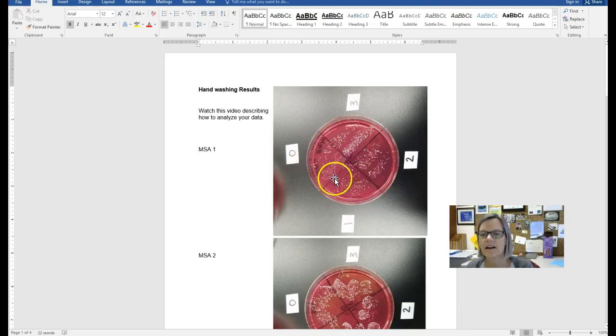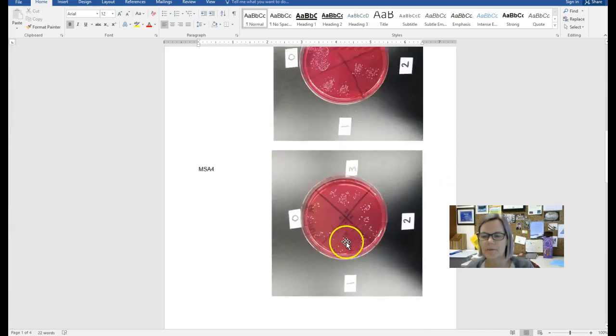On this plate, I'm going to look at this section 1 and say, oh, it looks pretty close, so I'm going to call that a 3 also. And when I look at section 2, that looks a whole lot like section 0 and 1, so I'm going to rank that as 3 also. And then when I get to section 3, I notice there's actually a little bit more in that section than there is here, so I'm going to rank that as a 4. So on your data table, which we're going to look at next, I'm going to write for MSA 1: 3, 3, 3, and 4. Let's look at the Sabouraud plates.